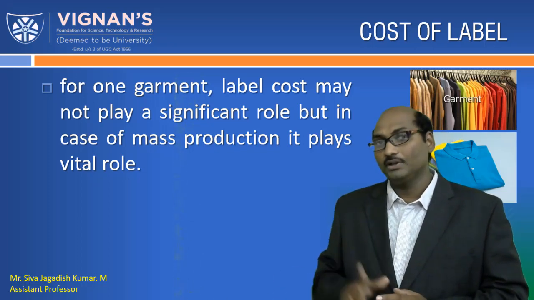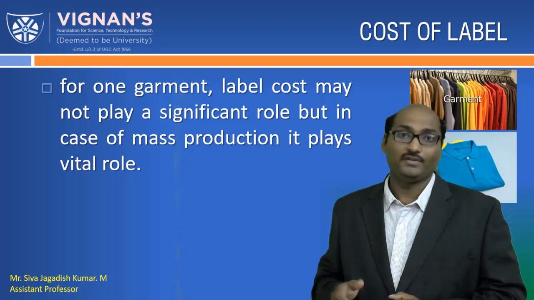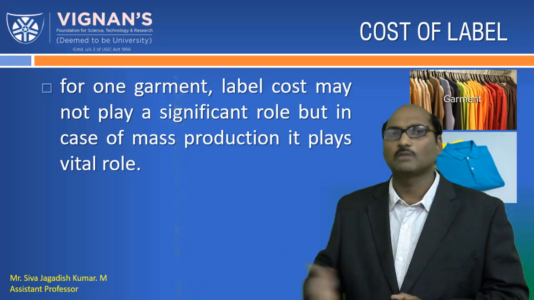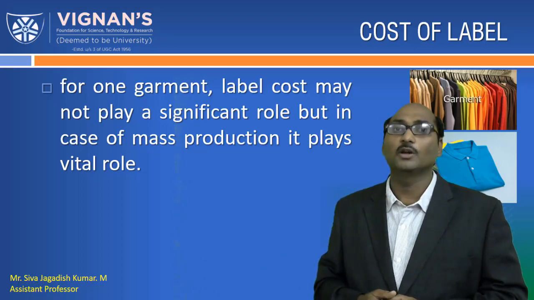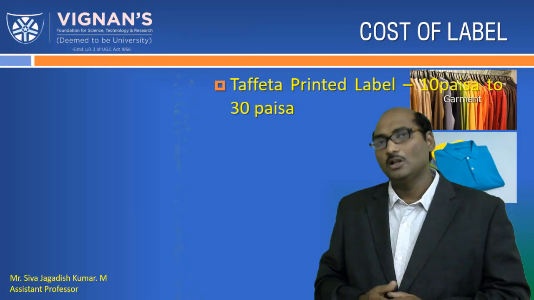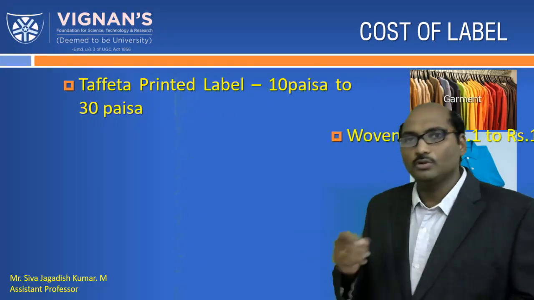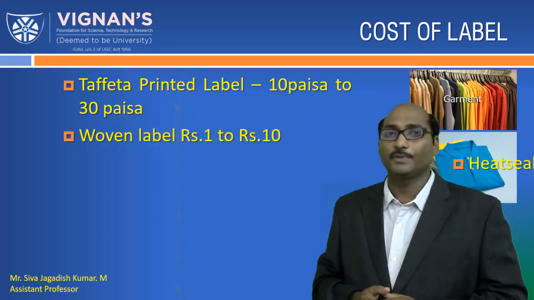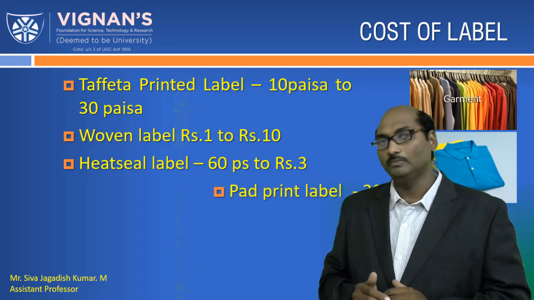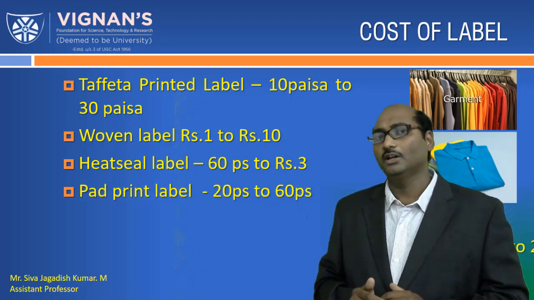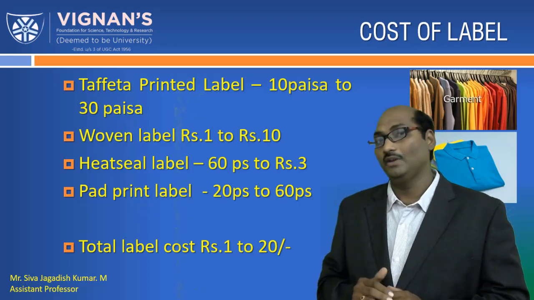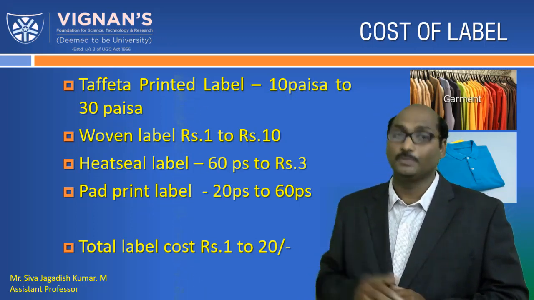So for one garment, label cost may be very low. Sometimes 3 rupees is the minimum, and depending upon the brands and all, it may go up to 20 rupees per garment also. But those are extreme cases. These are some of the thumb rules, you can make a note of it. Taffeta labels, printed labels, 10 paisa to 30 paisa. In case of a woven label, it will be like 1 rupee to 10 rupees. In case of a heat seal label, it will be 60 paisa to 3 rupees.